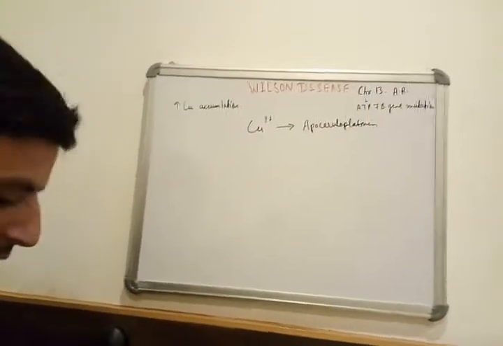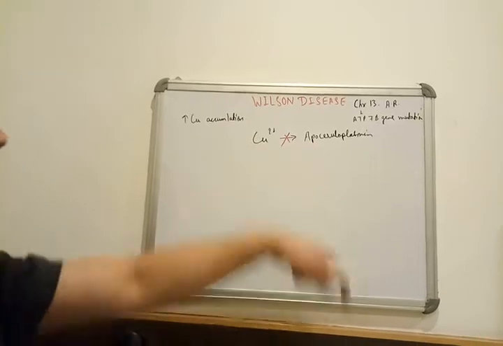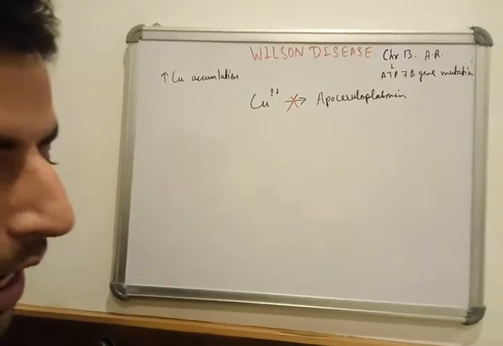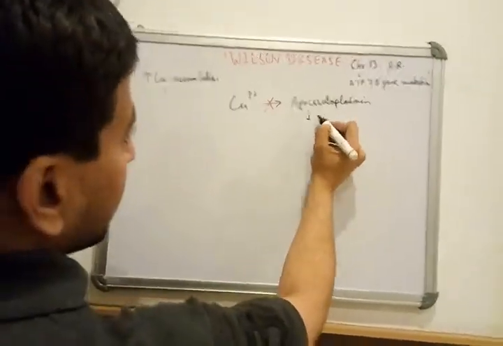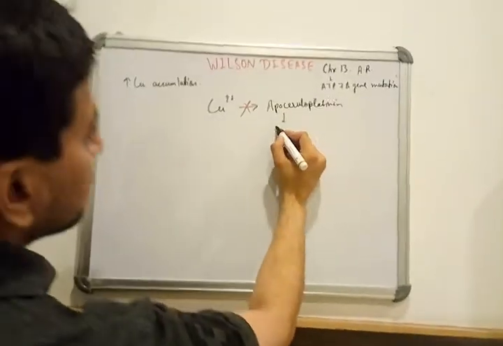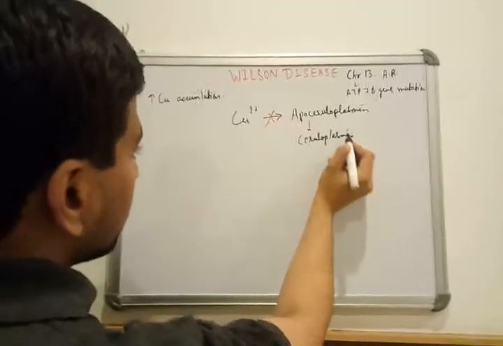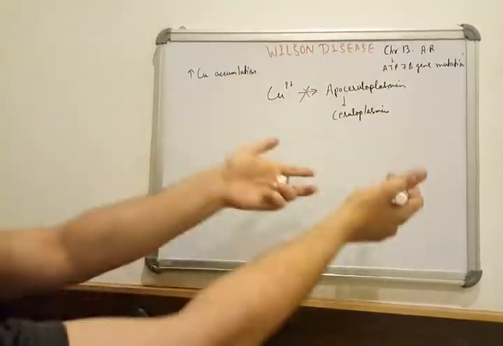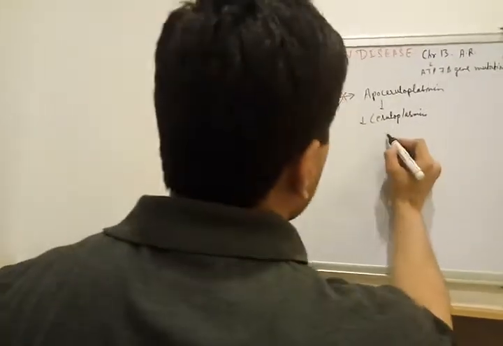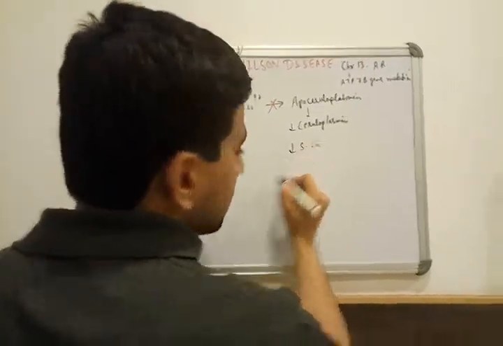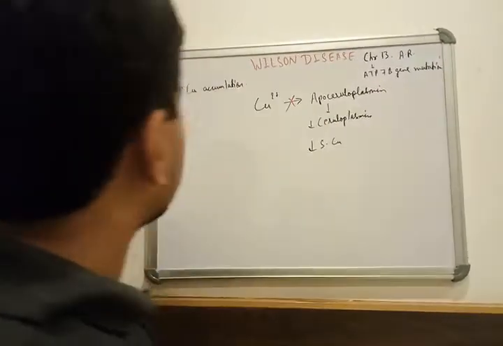There is a pathway which blocks the conversion of copper to apoceruloplasmin. And then the next step is apoceruloplasmin into ceruloplasmin. What is going to happen? If the copper is not converted into this, then ceruloplasmin levels decrease, and the copper 2 plus serum copper level also decreases due to this. I hope the pathogenesis is clear for you.